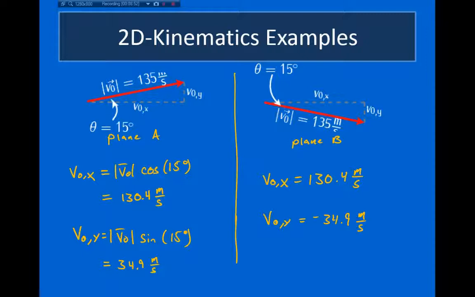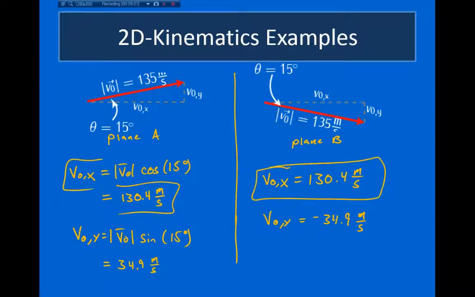Now remember that when we have free fall motion in 2 dimensions, the x component of the velocity is never going to change because we don't have any acceleration in the x direction. So I already know what the x component of my final velocity is going to be. It's going to be 130.4 meters per second because there's no acceleration in the x direction. The velocity in the x direction doesn't change. So if my initial velocity in the x direction is 130.4 meters per second, my final velocity in the x direction is 130.4 meters per second.